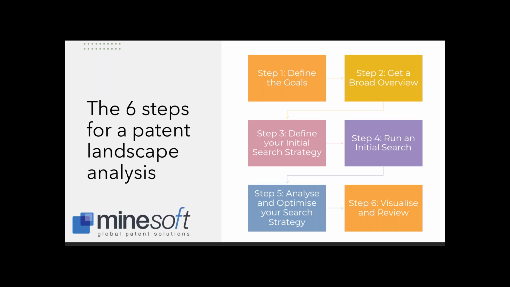And finally, step 6, visualize and review. Visualize and review general statistical graphs to analyze results and answer key questions from step 1. Once you have completed these 6 steps, you will have a comprehensive landscape analysis which can be used to support strategic business discussions and understand the competitive landscape by presenting a graphical analysis of intelligence that can only be obtained from studying patenting activity.